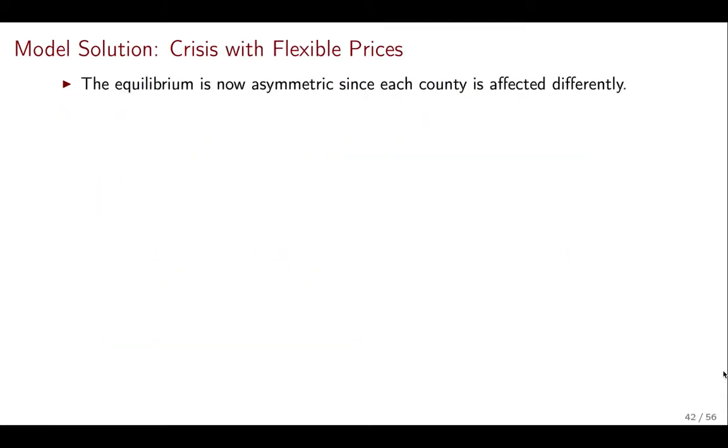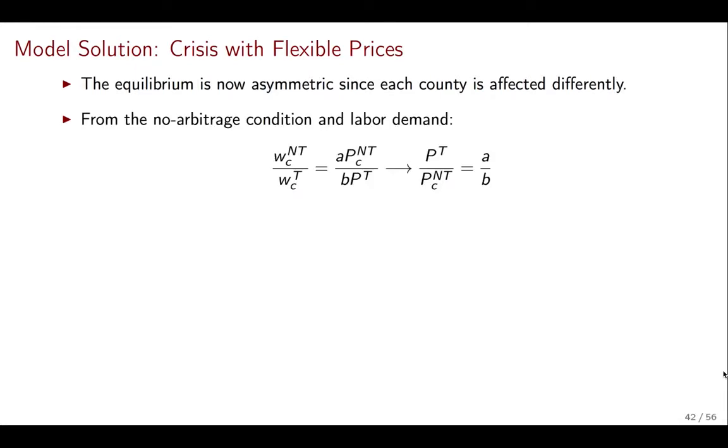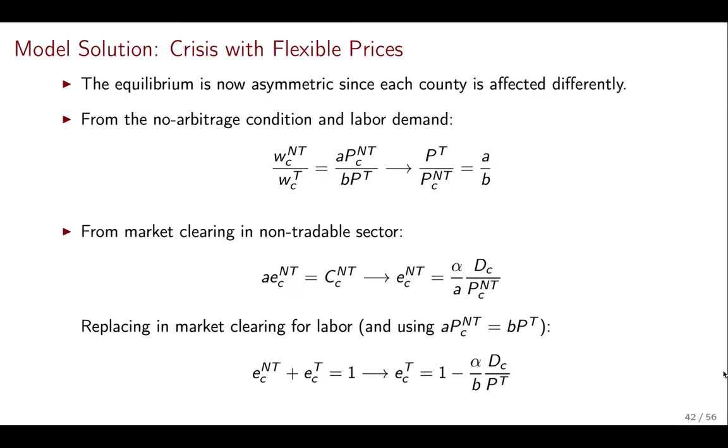So the first thing to note is that now the equilibrium is not symmetric because each county is going to be affected differently. Each county has its own demand shocks, and so some counties have large shocks, some counties have small shocks. But regardless of that, the no arbitrage condition for labor demand still implies that the relative prices have to be the same as in the original equilibrium. So the ratio of prices has to be equal to A over B, same as in our previous solution.